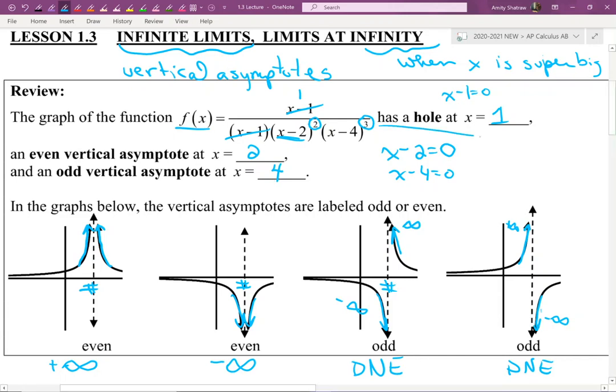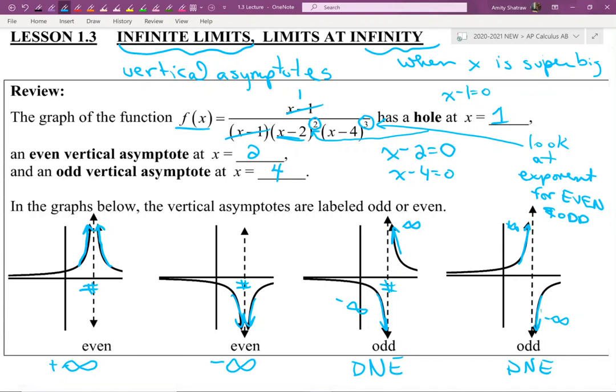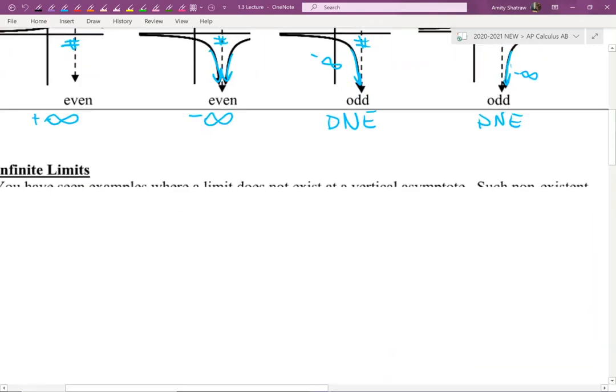So you might want to add a note to yourself right here: look at the exponent for evenness and oddness. And that's the way to know which situation you might be in when you're trying to determine a limit at a particular number. Okay, so let's actually do a couple of problems here.